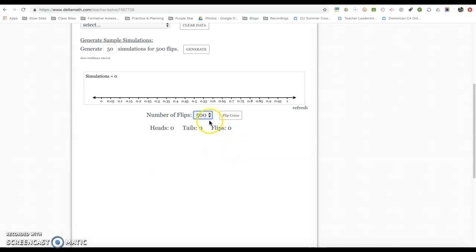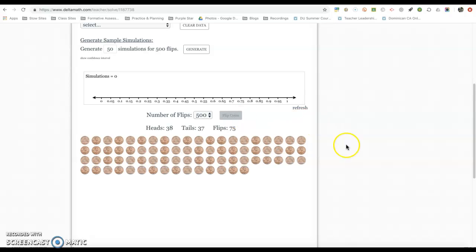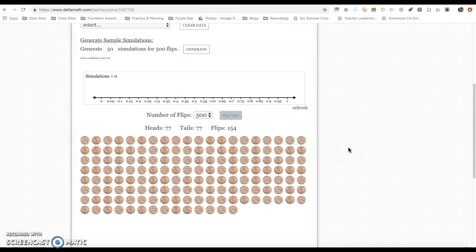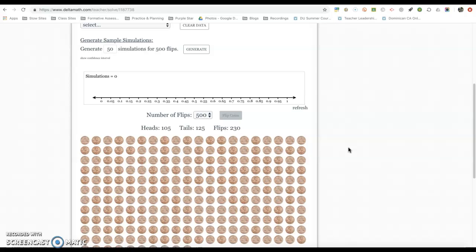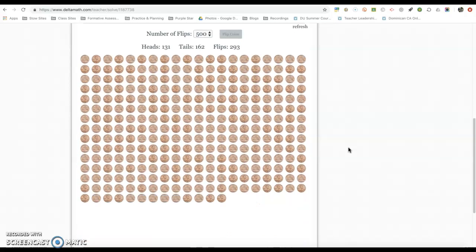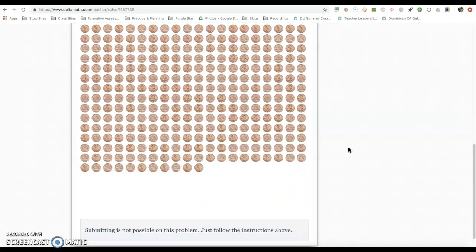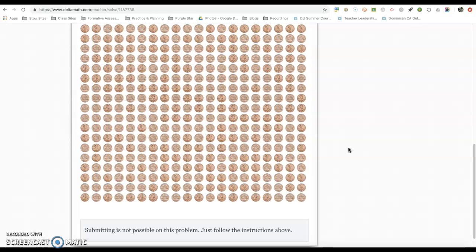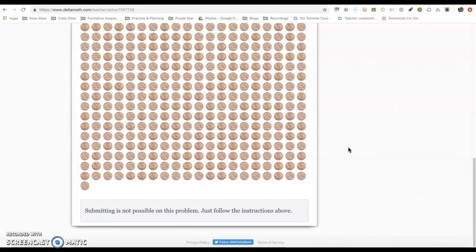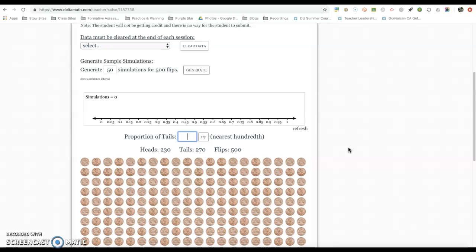What if we try, I have a feeling that's going to be real crazy. Oh man, look at all those flips. Go, go, go. Oh, it's still going. All the pennies. Still going. Okay, finally done.